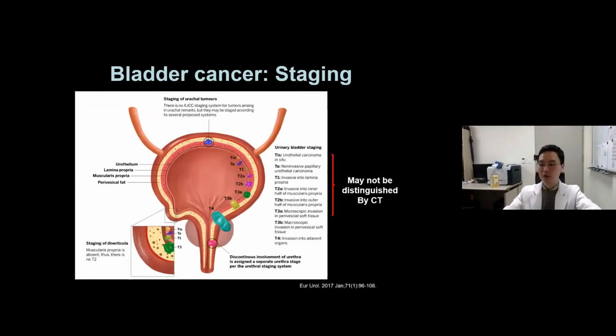Okay, for the staging of bladder cancer, interestingly, CT is not able to distinguish T1 to T3A. The CT itself cannot distinguish, but MRI has superiority compared to CT. In some instances, it can actually distinguish T1 from T2 tumors on T2 weighted images.